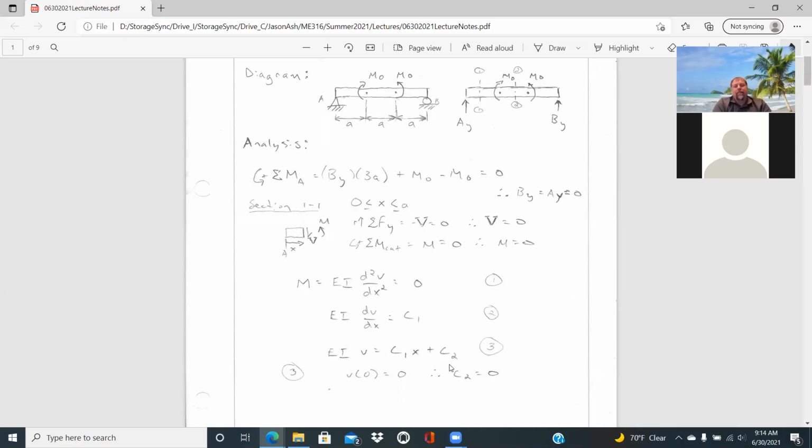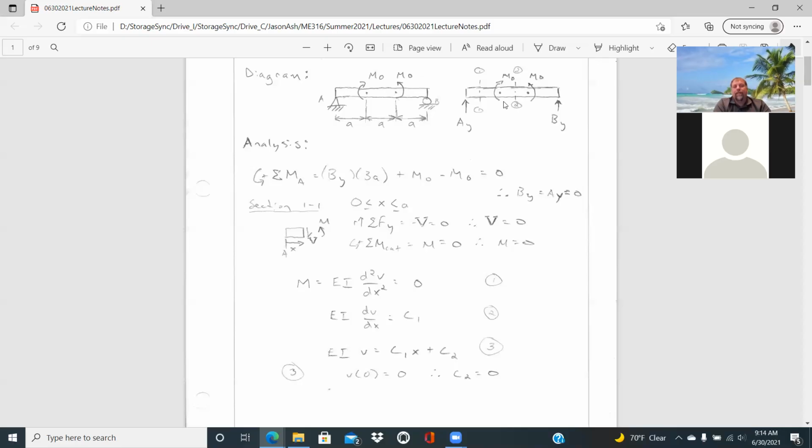But then for solving the slope, we really don't have any constraints here on this left-hand side that we can look at in terms of that second equation. It's a pin connection, so it can have a slope at that point, but we wouldn't know what that is. And so then we have to move on to the next section and look at that free body diagram.